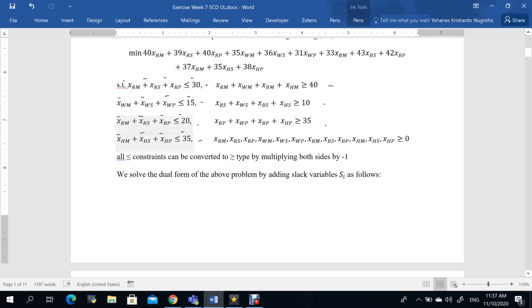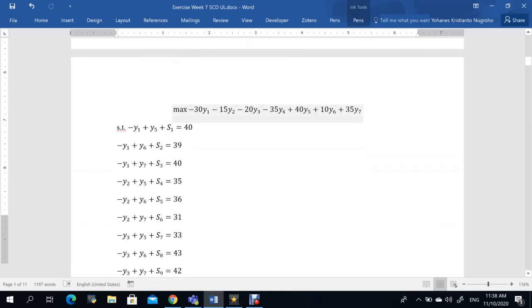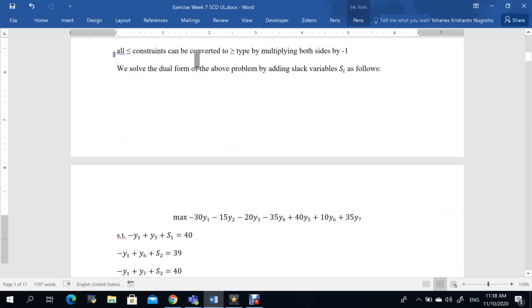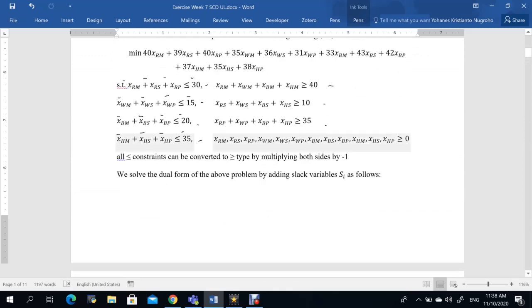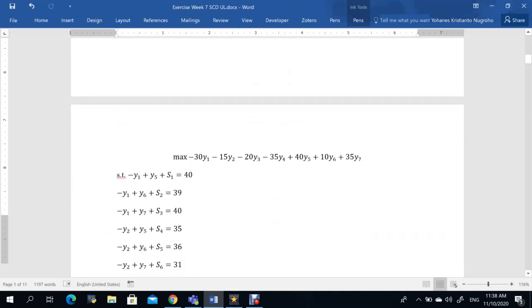And then we take the right hand side. So we have minus 30, minus 15, minus 20, minus 35, plus 40 on this side, because it is already in the correct form with the greater than or equal sign, and therefore it doesn't change, still 40, 10, and 35. And then we have this dual objective function. It is called the dual objective function, right?